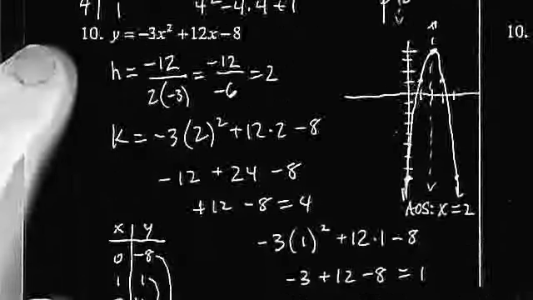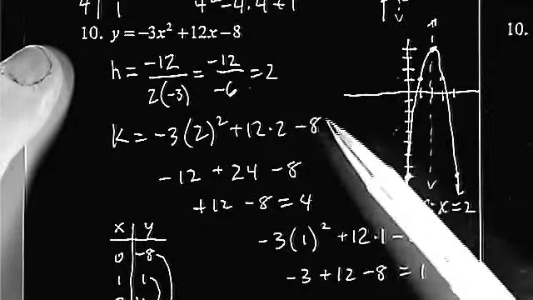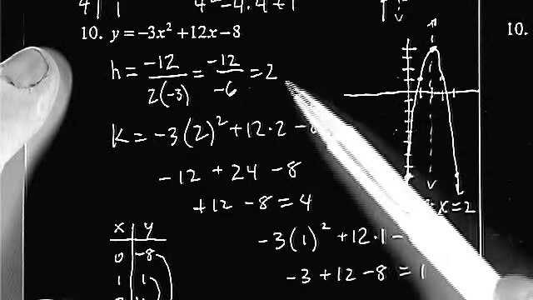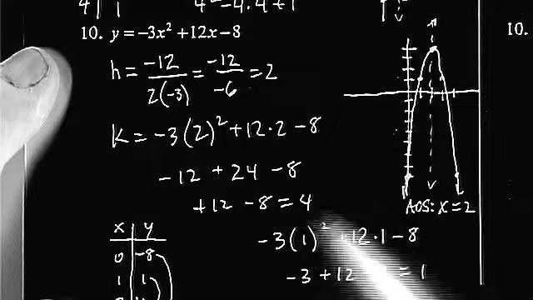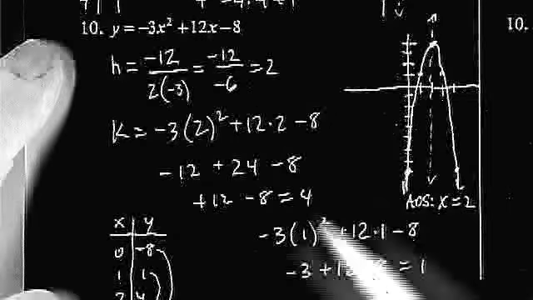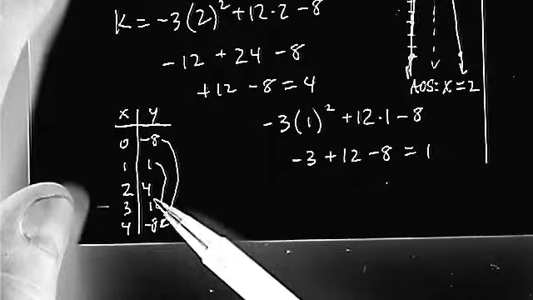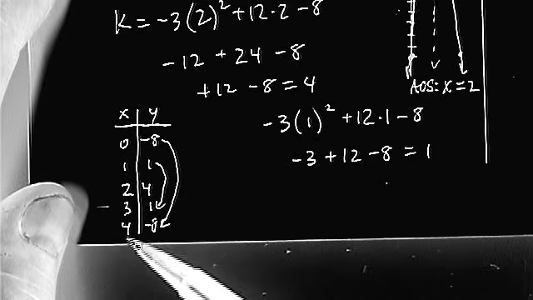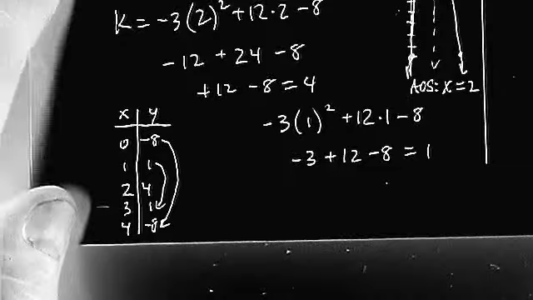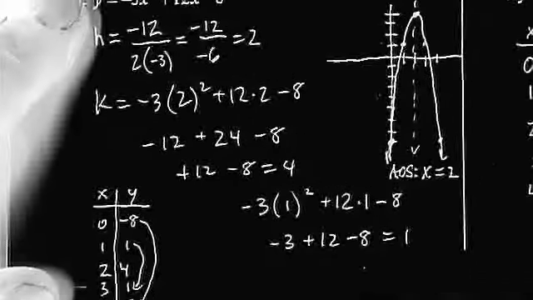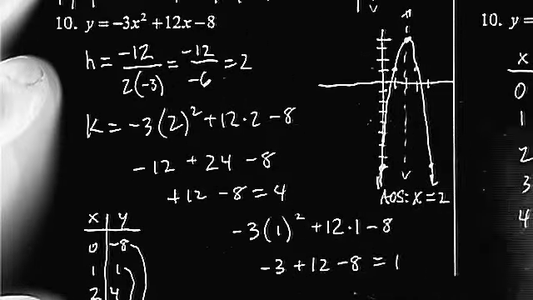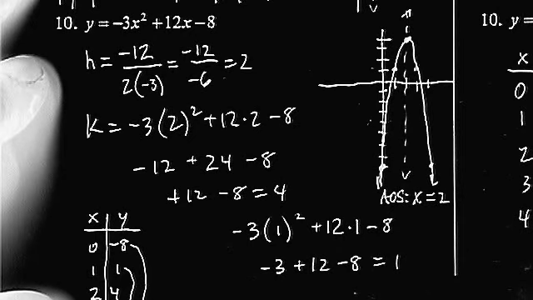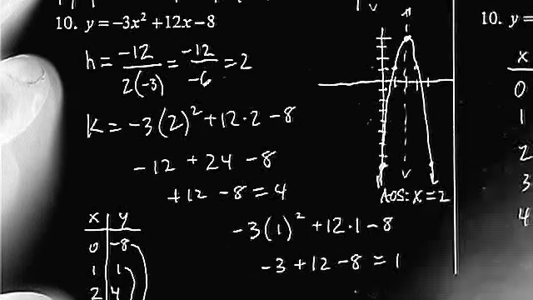Graphing question 10, I did the same thing. I found my vertex, 2, 2 is the h value, plug it in to find the k value that goes with it. I got 4. So I was able to make my table and pick a couple x values on the left and a couple x values on the right and throw them into the equation. And when I did that, I ended up with this particular looking graph. Axis of symmetry, x equals 2.